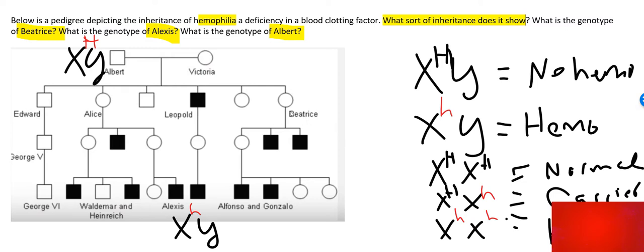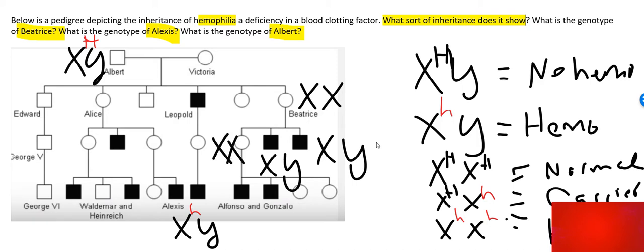Now, Beatrice is a little bit more complicated, right? Because she's definitely going to be XX, but some of our females who are unaffected can be carriers. So let's go ahead and fill out the parts of this little family tree that we do know. So this boy is XY, this boy is XY, and this girl is XX. For these two boys, because they are affected, because they have hemophilia, they have to have the lowercase h. So we're going to put that here.